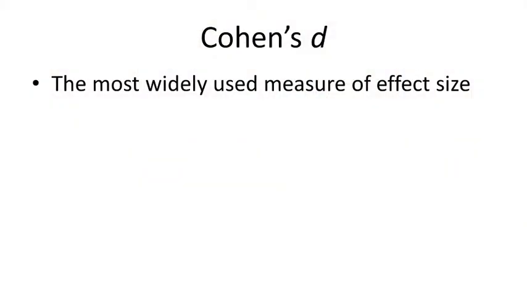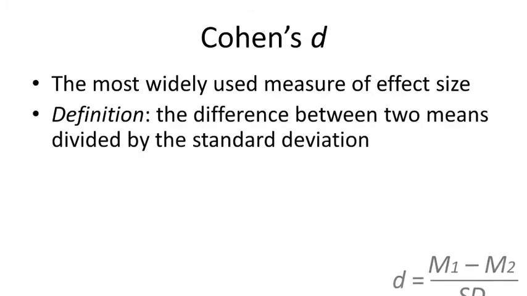What we really want to know is, is that difference large enough to be meaningful? Does that difference actually matter? And that is something that we call effect size. So, effect size is oftentimes measured using what's called Cohen's d. This is the most widely used measure of effect size.